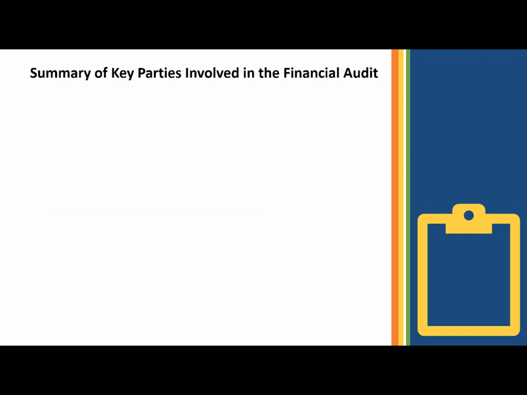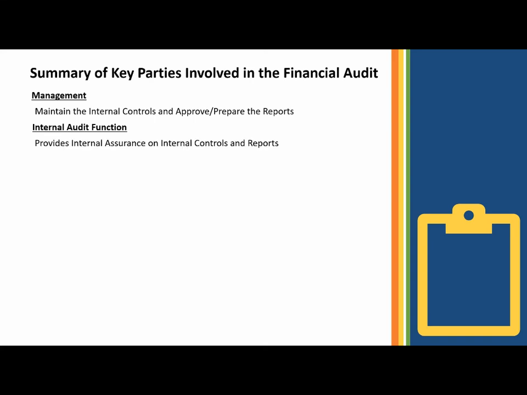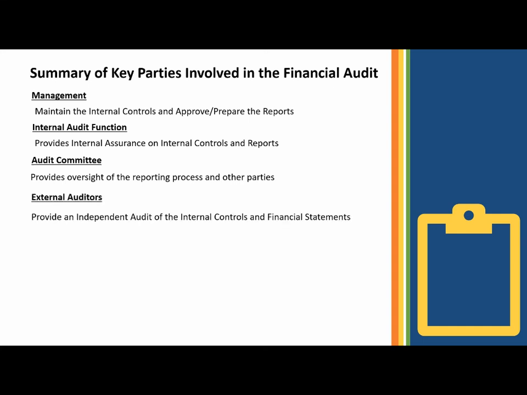So let's do a quick summary on the key parties involved in the financial audit. We've got management. They maintain the internal controls and approve and prepare the reports. We've got the internal audit function. Provides internal assurance on internal controls and reports. We've got the audit committee. They provide oversight of the reporting process and other parties like the third-party auditor or the external auditor. And the external auditor, who provides an independent audit on the internal controls and financial statements.